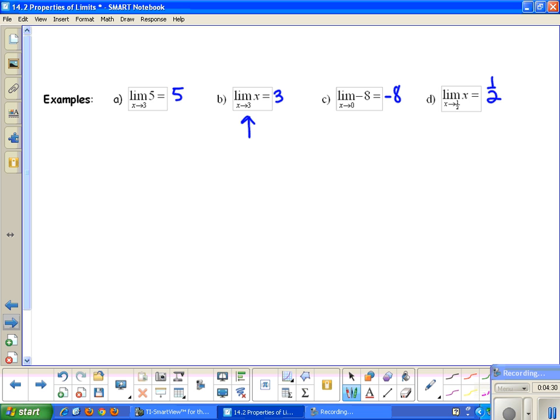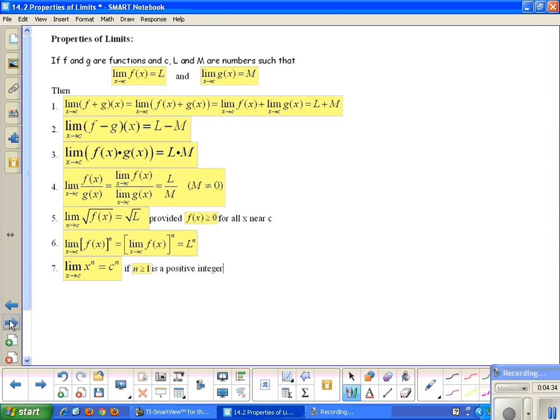So anytime it's in the domain, you can really just, as a quick way, plug the number in. These that we have right here are all properties of limits. So you can go ahead and read through them. It just states that if you have two functions and you add them together, then you can separate them using addition and find the limit separately of each one, and it will give you the same answer as if you did it all together, which I'll show what that means.